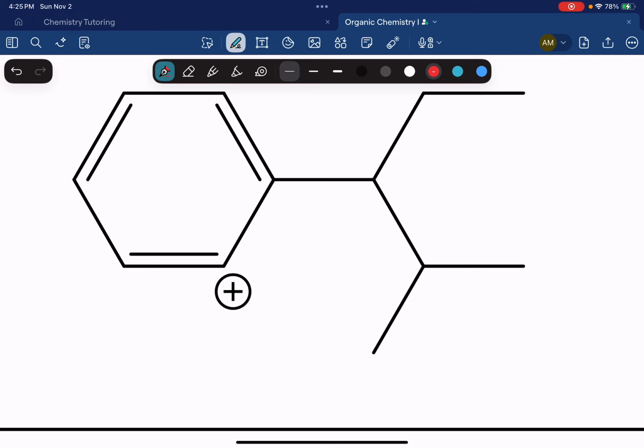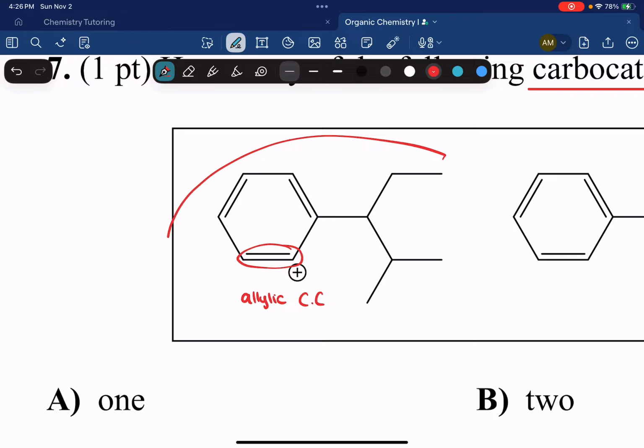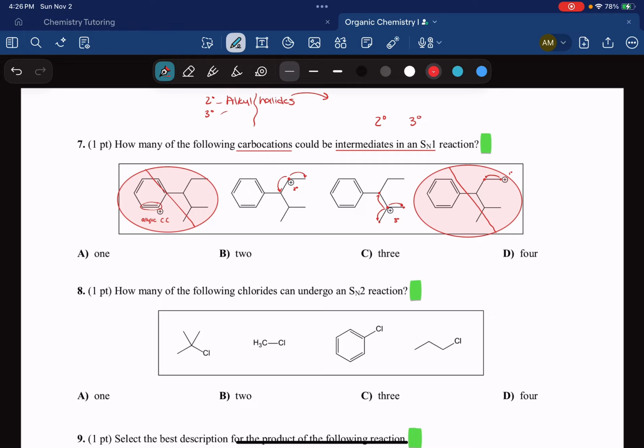And this is not a thing. It's in a double bond. This is an allylic carbocation, which does not do SN2 reactions. We didn't even talk about that. Okay. So now what are we looking at? A secondary and a tertiary. And there were 2 of them. B.